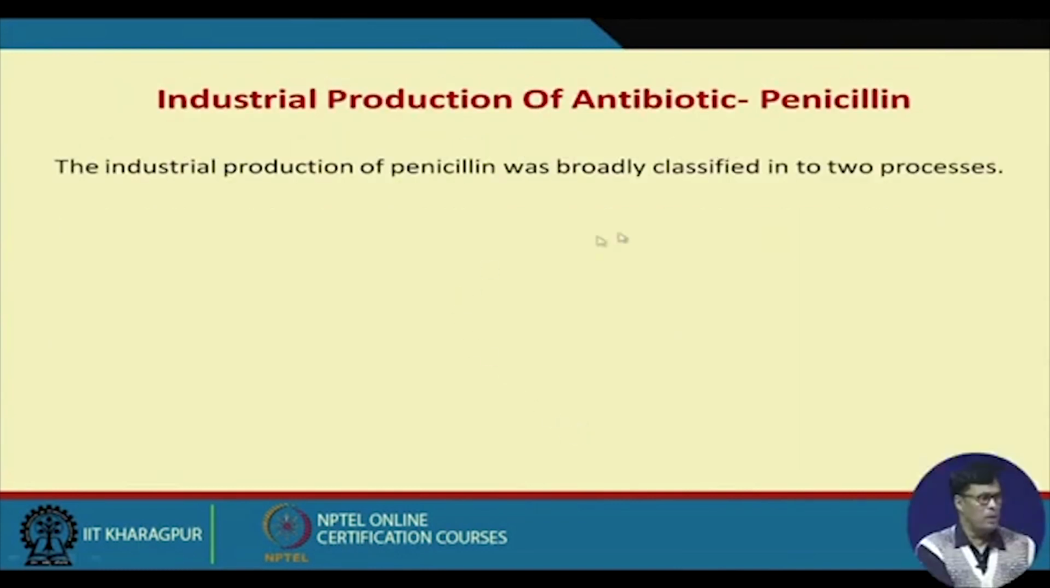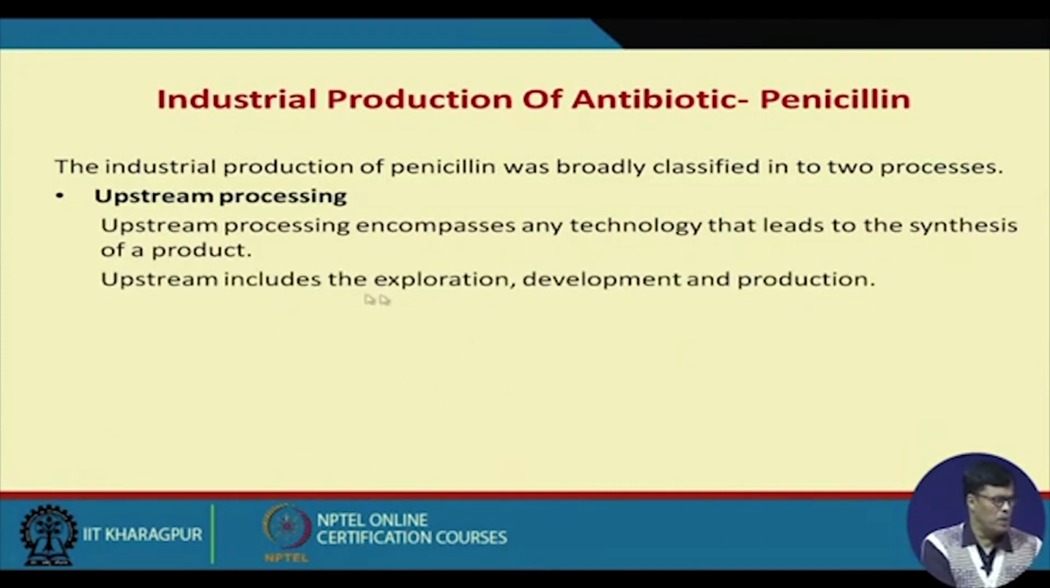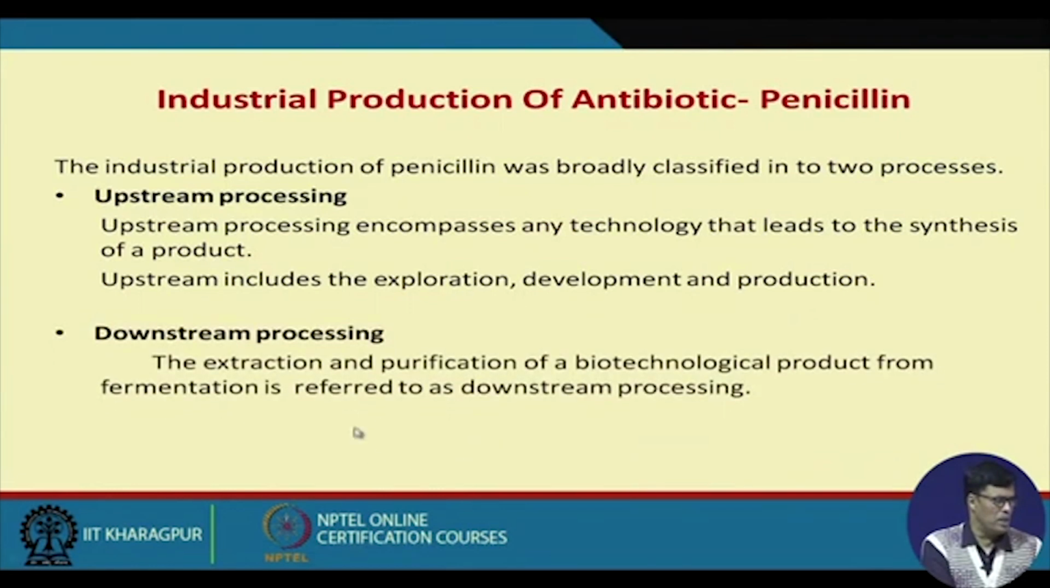Now, industrial production of the antibiotic penicillin is broadly classified into two processes. One is called upstream processing. Upstream processing encompasses any technology that leads to the synthesis of the product, including exploration, development and production. Downstream processing is basically the extraction and purification of the biotechnological product from the fermentation.